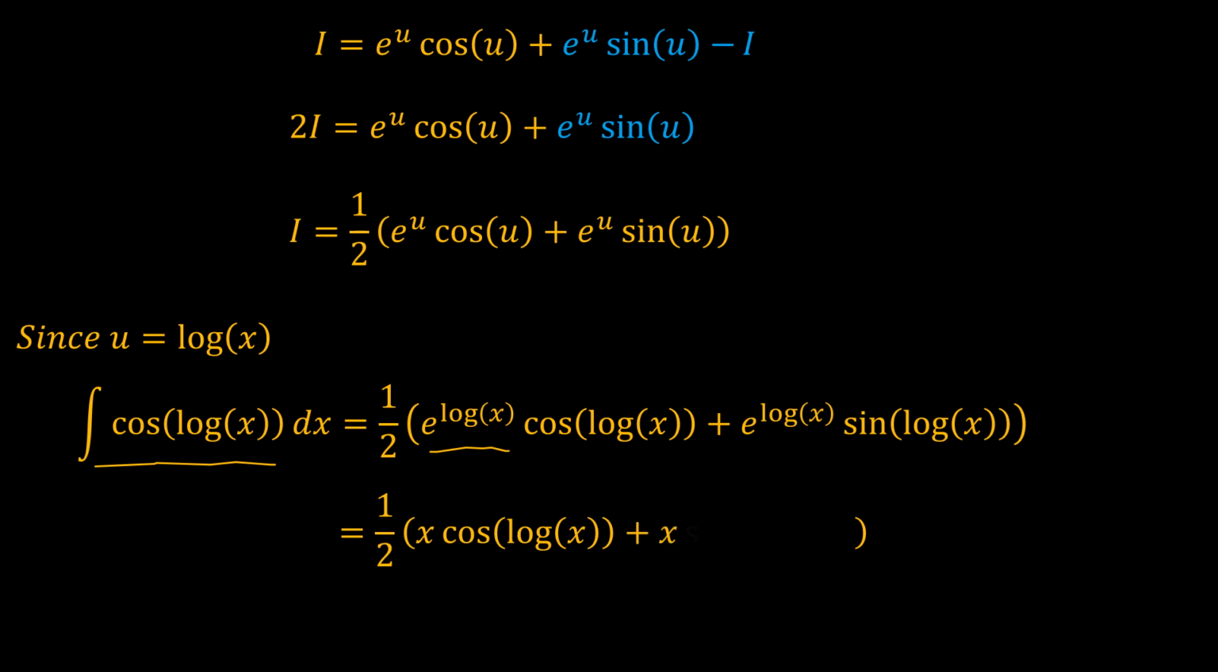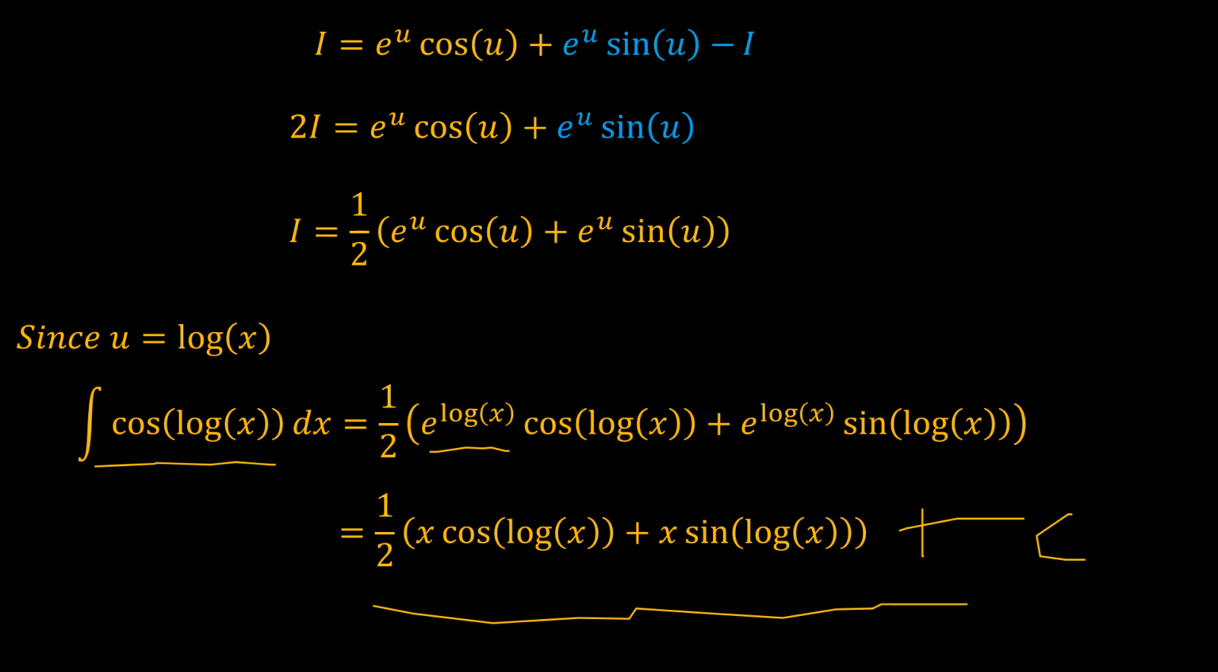Now our integral here is half, open bracket, x cosine of natural logarithm of x plus x sine natural logarithm of x, plus the integration constant. Sorry, my cursor is choppy here. So this is our answer. This is what was expected. So if you have any question regarding this problem, feel free to reach out to us.